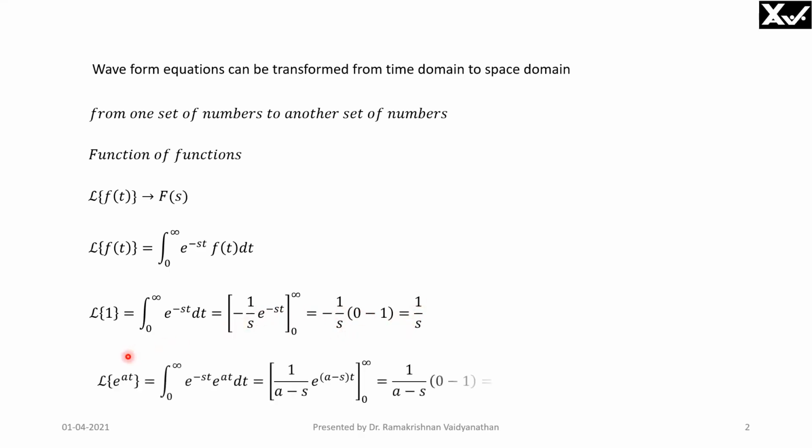We will take another function, e power at. So the integral of e power minus st into e power at dt is, so I can multiply these two, e power a minus s into t. Therefore, the integral is 1 by a minus s e power a minus s t. Same as like this. Here 1 by s, here 1 by a minus s. When you put the limits, it becomes 0 minus 1 by a minus s, which is 1 by s minus a. Please note, s should be greater than a, otherwise this will not be possible. a minus s will be negative, not possible.